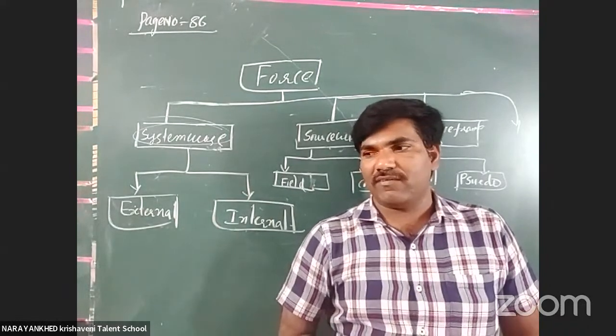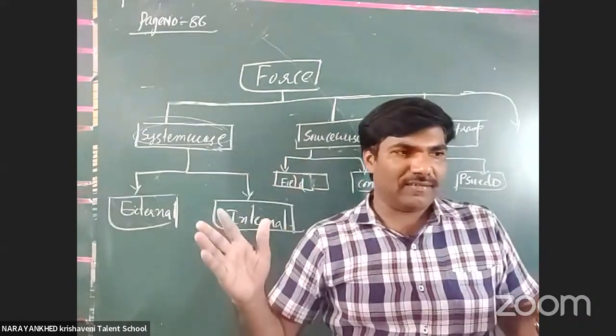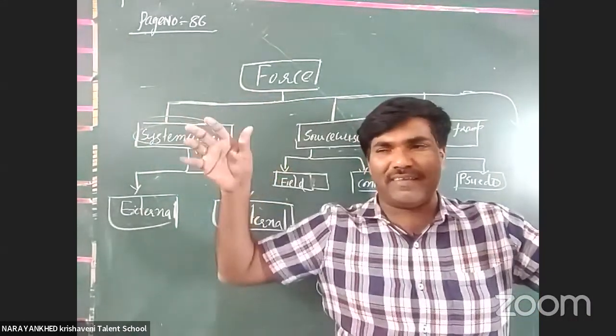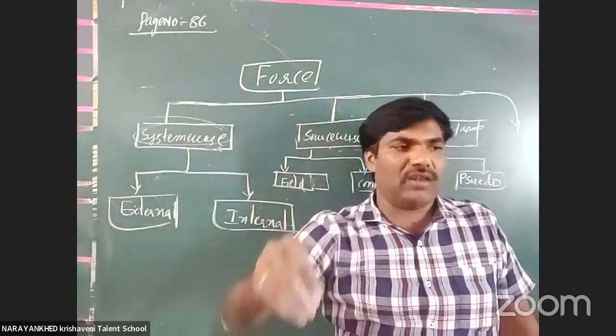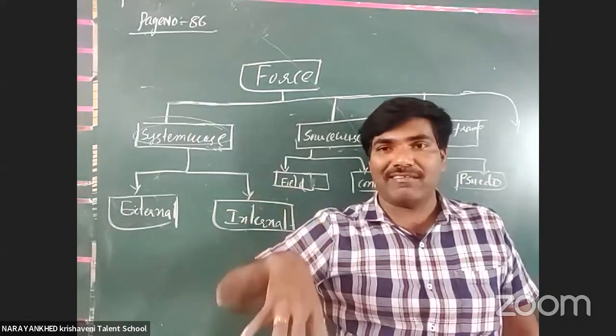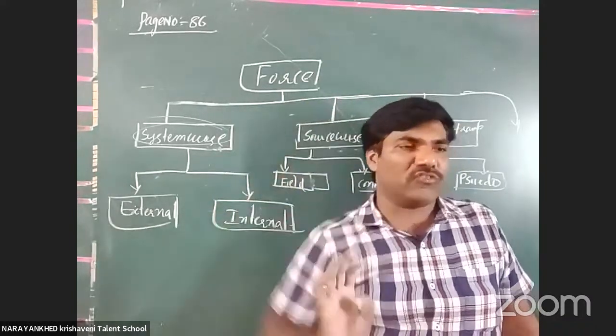When we apply a force on the body, the body changes its shape, size, and so on. Again, when we remove it, it comes back to its original position. That is called elasticity. Elasticity is possible because of what? Internal forces.